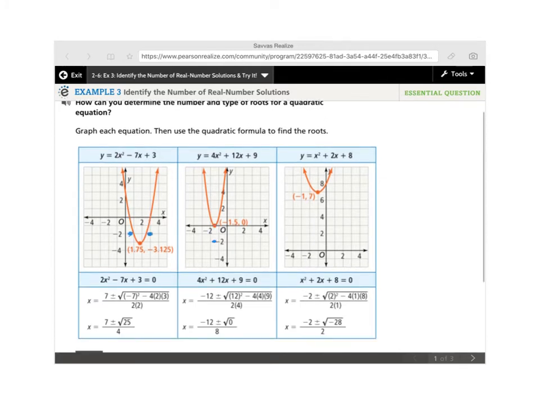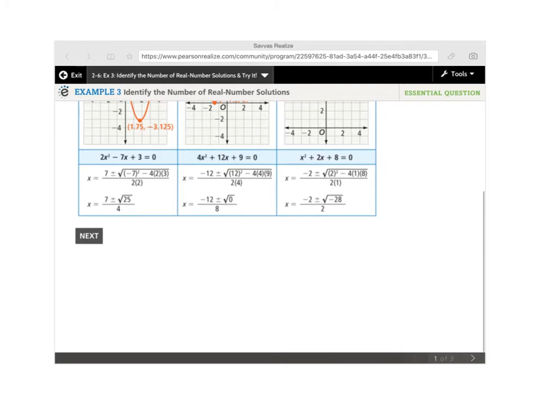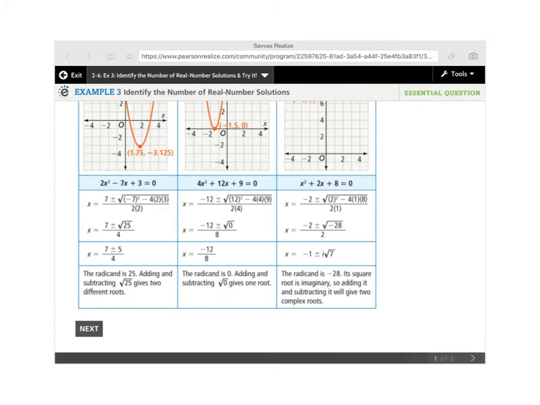And from here, I have to erase the points. Sorry about that. From here, you can see that we used the quadratic formula, calculated these roots, and they reflect what I was graphing on top, right? In the first scenario, I have 2. In the second scenario, I have 1 solution. And then in the third scenario, I don't have any real solutions. I have 2 imaginary or complex solutions, complex roots.